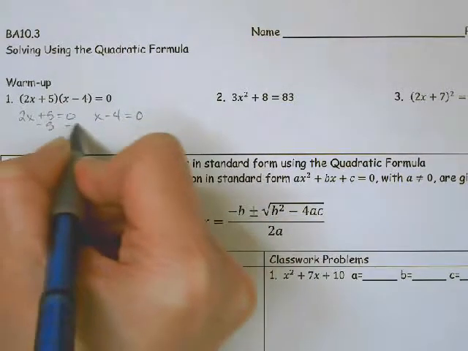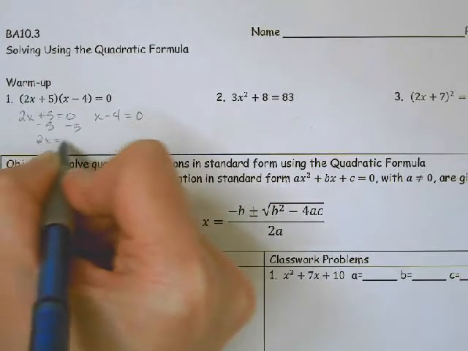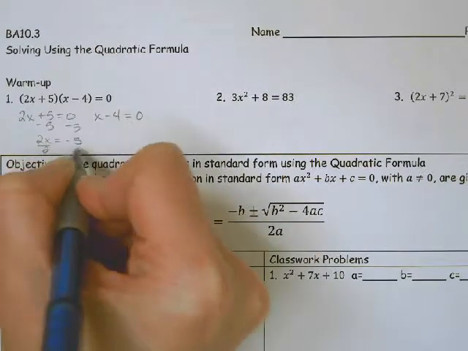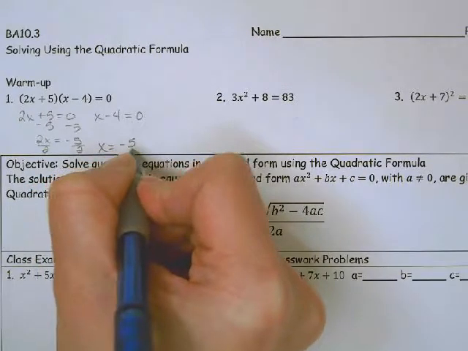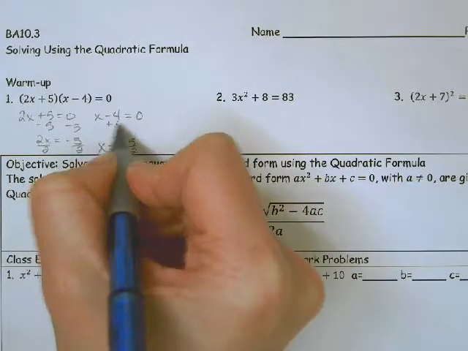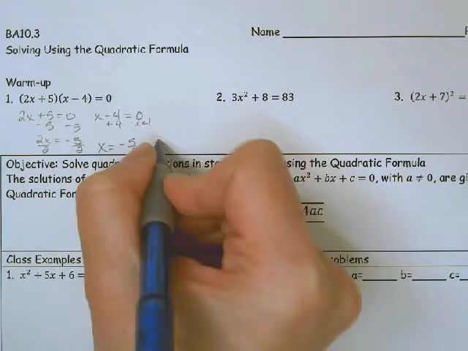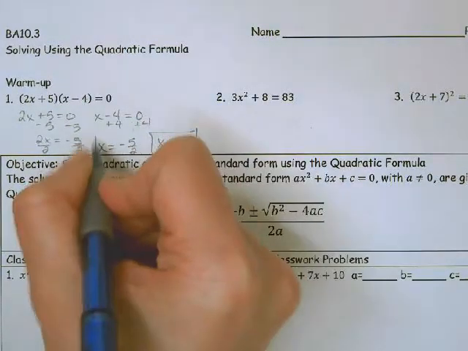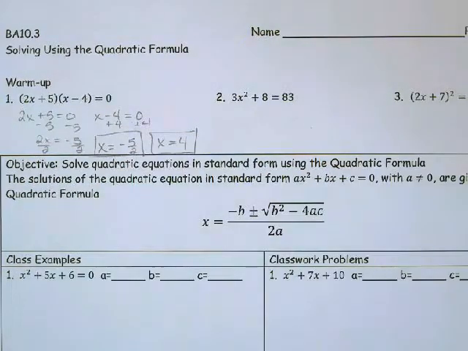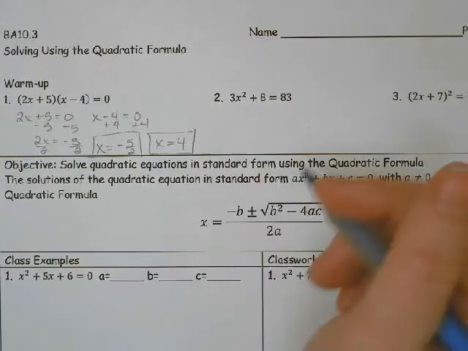Subtract 5 from both sides, 2x equals negative 5. Divide by 2, and end up with x equals negative 5 over 2. On the other one, I just add 4 to both sides, so I have x equals 4. Quite frequently, when you have an x squared, you're going to have two answers. You may have only one answer. In some cases, you may have 0 answers, but most of the time, you're going to have two answers.